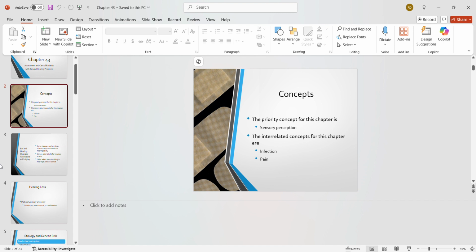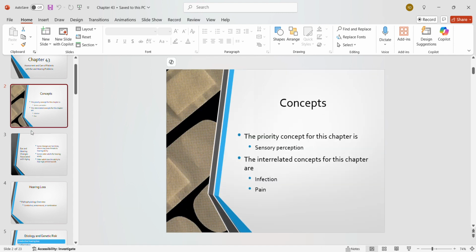All right, so now we're going to do chapter 40, or attempt to do it. Like I said, it's storming here, so hopefully we can get through this.